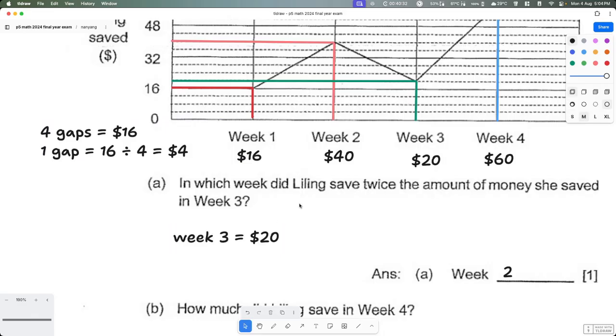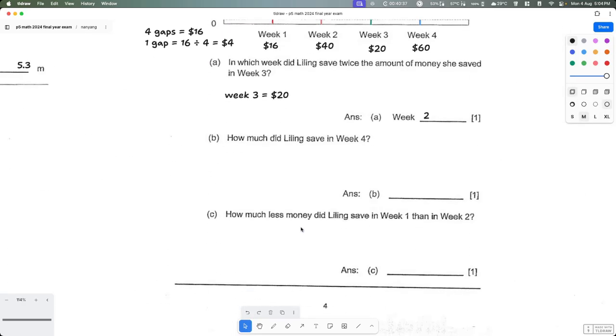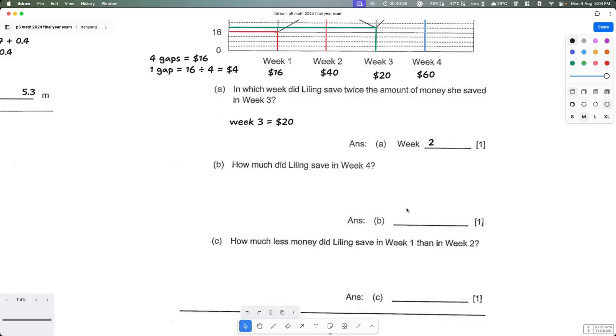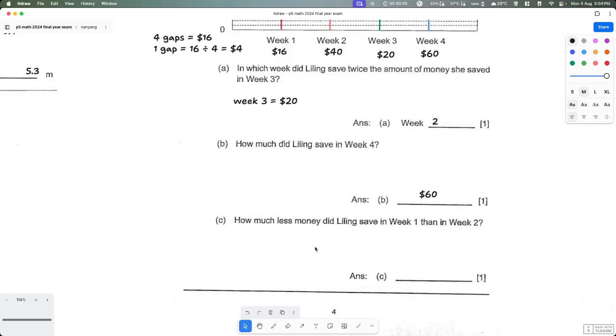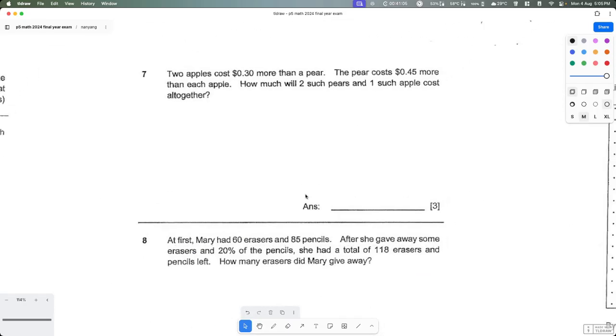So yeah, I think pretty straightforward. Okay, how much did Lily save in week 4? $60. Okay. Then next is how much less did Li Ling save in week 1 and week 2? So for here it's just 40 minus 16 equal to $24. Okay, and then we just put that down, $24. Okay, so yeah, that is about it. Let's move on to the next question.